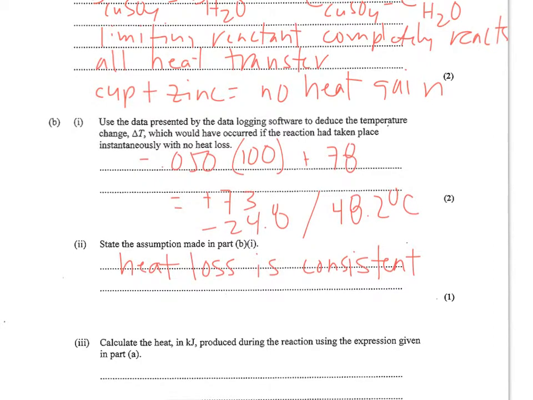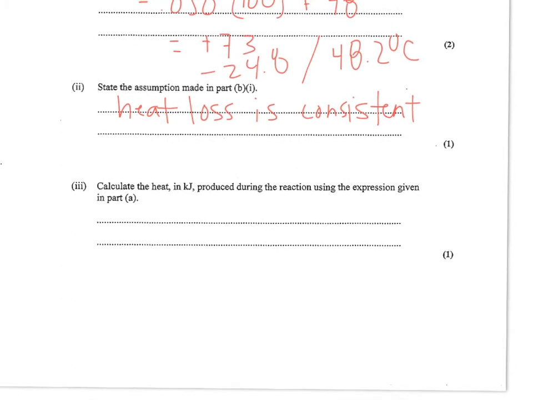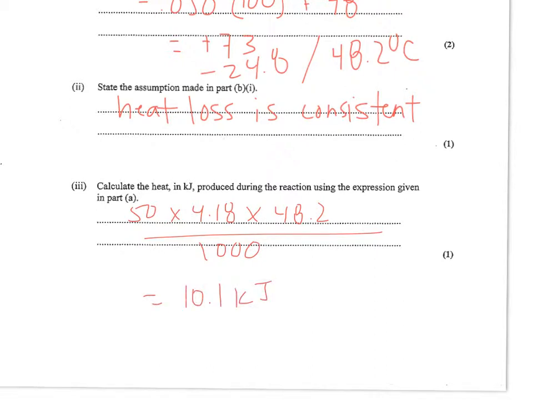And then part 3 says calculate the heat in kilojoules produced during the reaction using the expression given. So now I'm going to use my mass of my CuSO4, which was 50 grams. I'm going to use my C value for water, and I'm going to use the 48.2. When I get done, I need to divide this by 1,000 to have it in kilojoules, and that gives me 10.1 kilojoules. If you wanted to express this in kilojoules per mole, that would be fine, since the balanced equation is in moles of product.